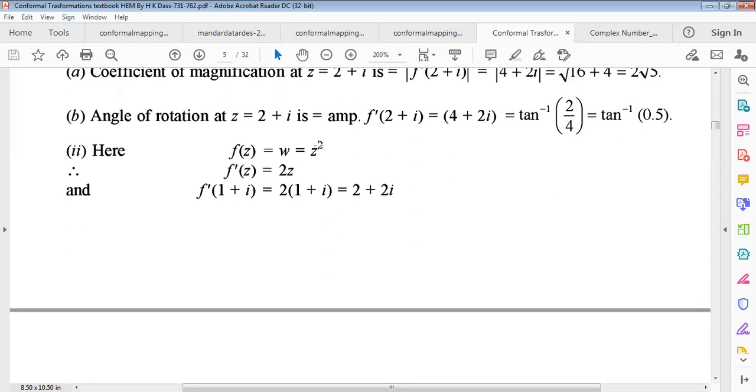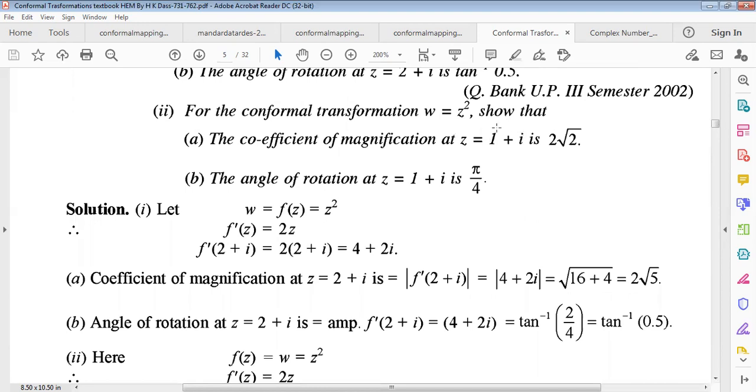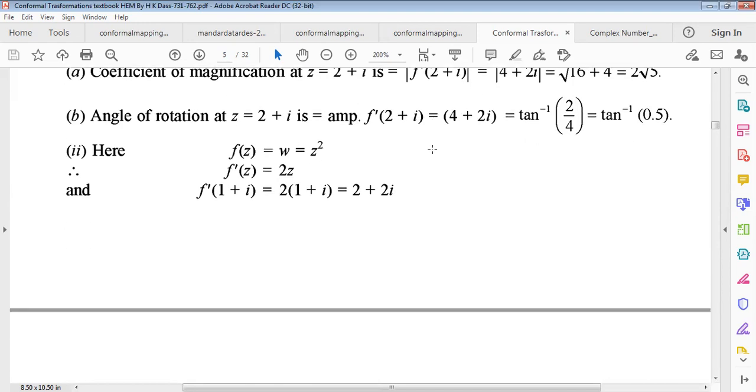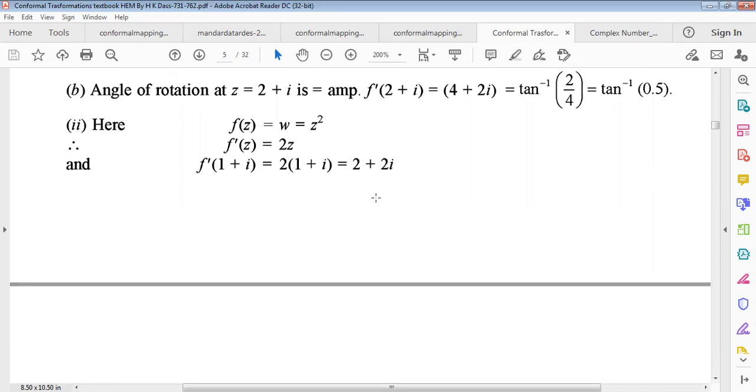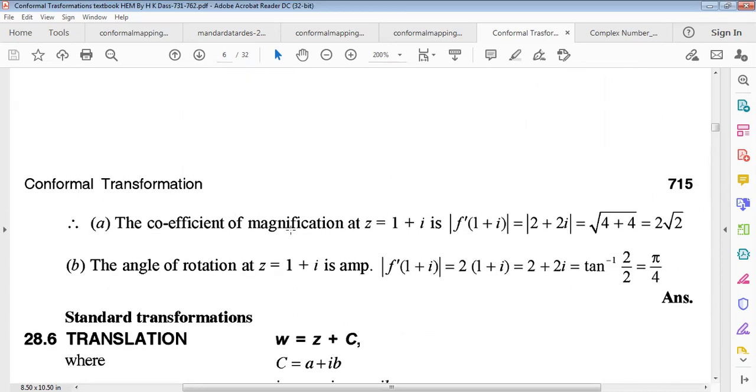Similarly, for w equals z square, the first derivative is twice z, and the first derivative at z equals 1 plus i, just putting z equals 1 plus i in this function, gives 2 plus twice i. So the coefficient of magnification at z equals 1 plus i will be the modulus of the first derivative, the absolute value of 2 plus twice i. This equals the square root of the real part square plus the imaginary part square, 2 whole square, which is 2 root 2.